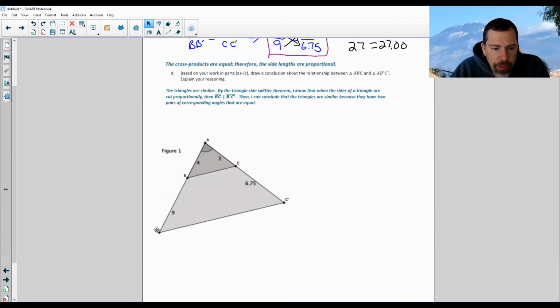Okay, so since these sides were proportional, then we know this BC is parallel to B prime C prime, and with that, we have that side splitter theorem. So we now know, for example, this angle here is equal to this angle here, because parallel lines cut by a transversal have congruent corresponding angles, and we have the angle.